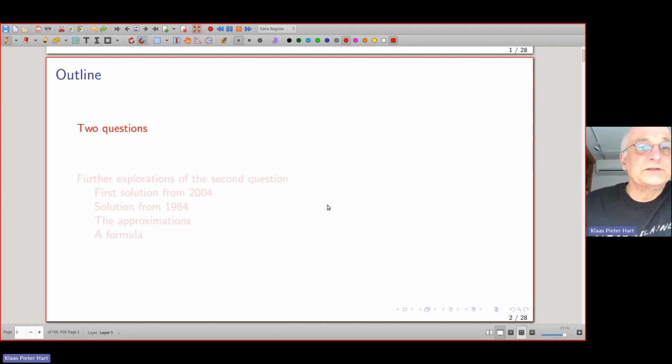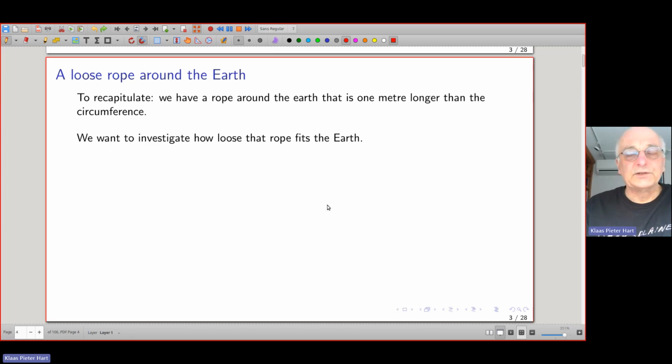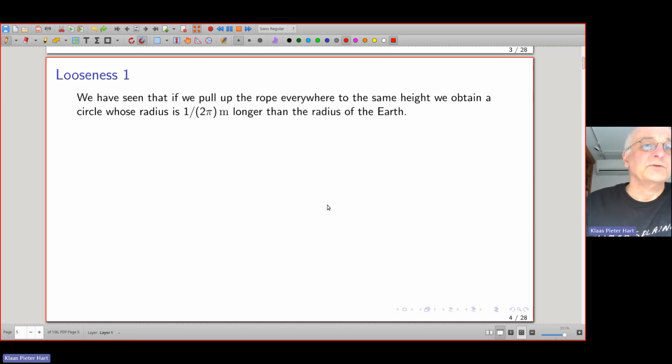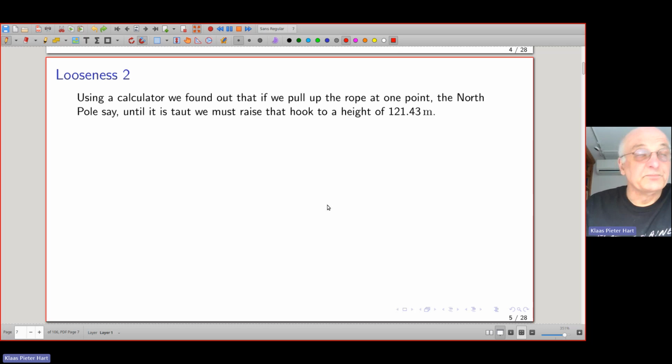We had two questions related to the rope around the Earth that was 1 meter longer than the circumference, and we want to investigate the looseness. Looseness 1 was we lift the rope everywhere to the same height so that we create a new circle with a slightly bigger radius, and we discovered that the radius was just under 16 centimeters longer. To some people that was surprising, but when they thought about it, it was clear.